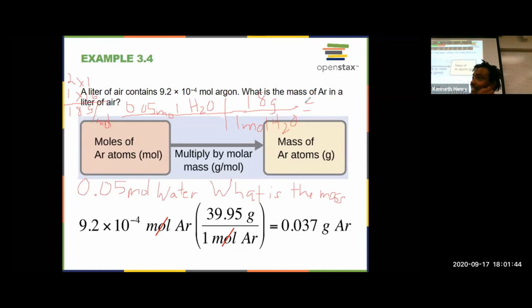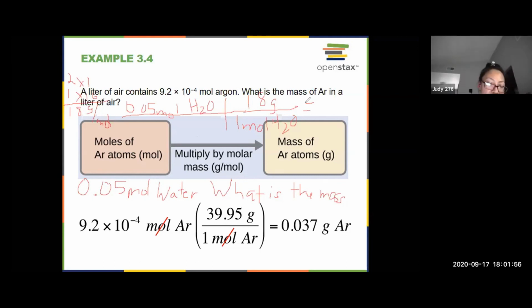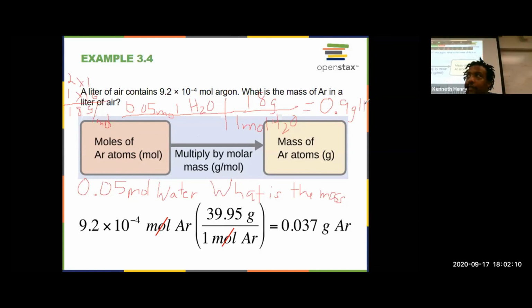Okay, what do you guys get? And how many sig figs should I have? You should have one, so it'd just be 0.9. Okay, piece of cake.